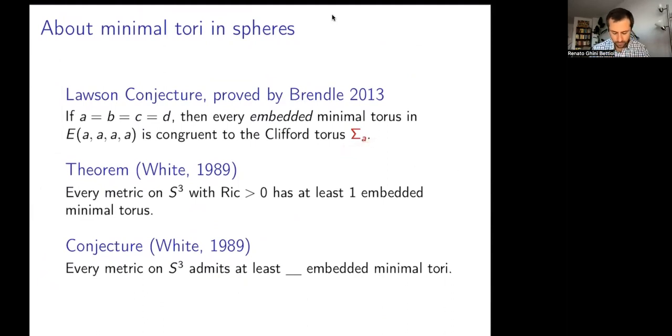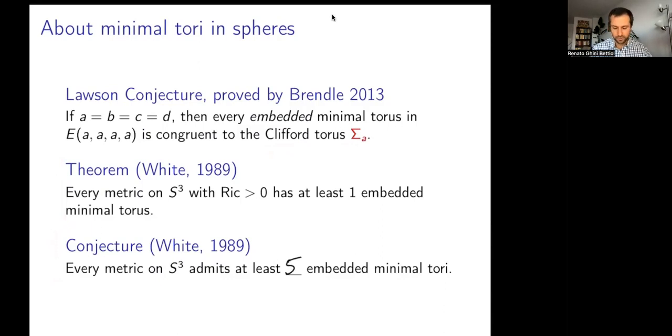So on these ellipsoids, as A becomes much smaller than B, then other tori appear, bifurcating from a family that contains this torus. A result of White about 30 years ago is that every metric with positive Ricci curvature on the 3-sphere has at least one embedded minimal torus. And in the same paper, Brian White conjectures that there should be at least 5 embedded minimal tori.